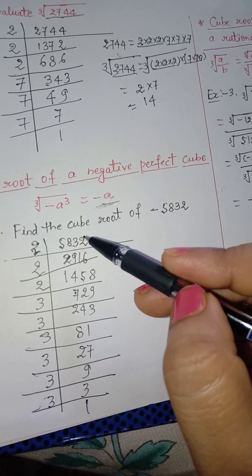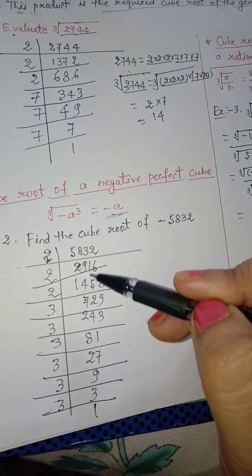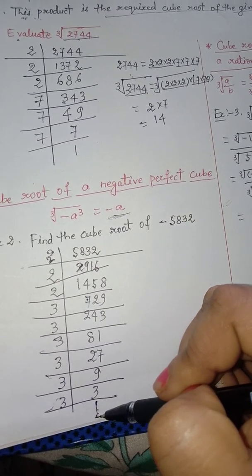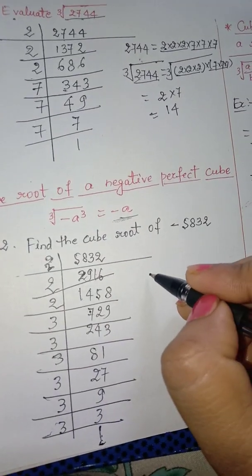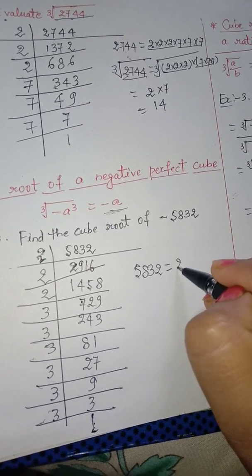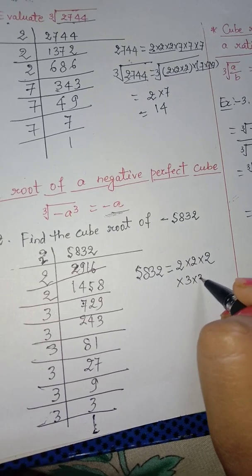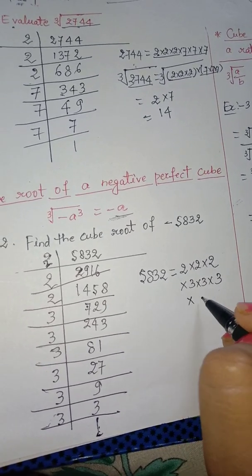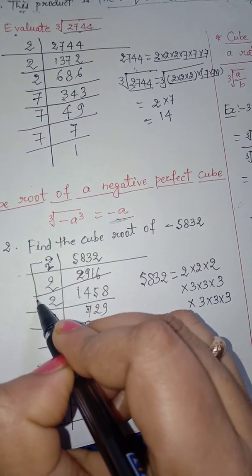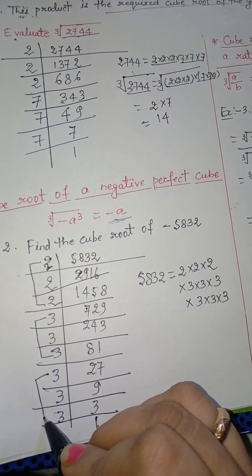And how many times will this process continue? Till at the end we get 1. So the prime factorization of 5832 is 2 into 2 into 2 into 3 into 3 into 3 into 3 into 3 into 3. This is the first triplet, this is the second triplet, and this is the third triplet.